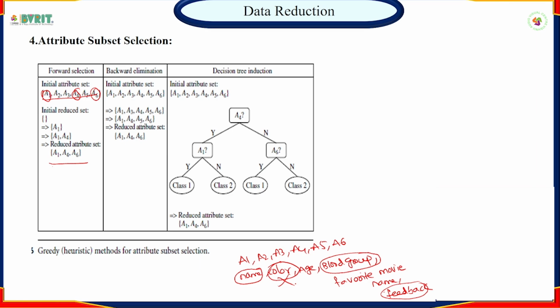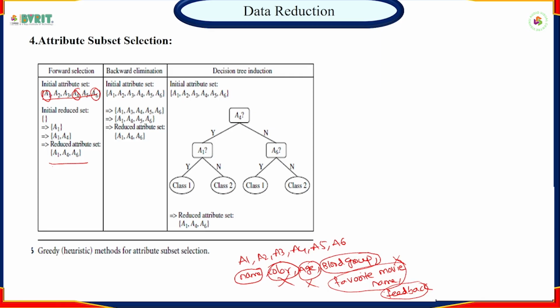Then A3 is removed from the structure. A5 we also need to remove from the structure. Then A1, A4, A6 remain. So finally we are removing A5. A5 is favorite movie name. So this one I need to remove. If you remove all these things, that will not reflect on the existing data set. So that is about backward elimination and forward selection.